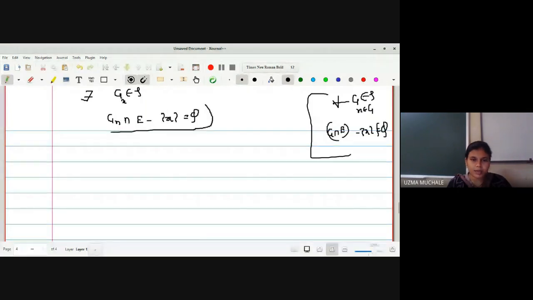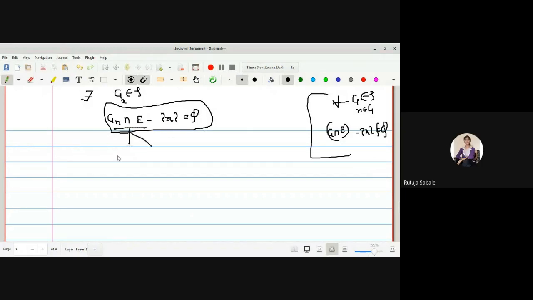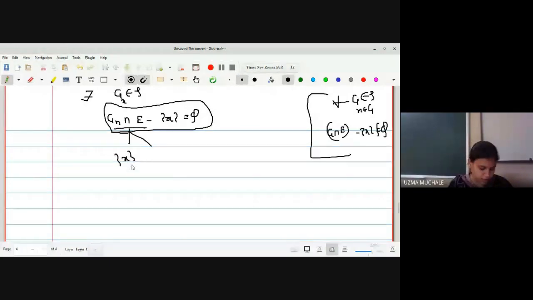So now I have this equal to the empty set. When will the set be empty? Whenever we have Gx intersection E equal to singleton X, or in another way I can have Gx intersection E is the empty set. Right? Even if it is the empty set, taking the intersection with X complement again gives the empty set. So there are two possibilities. Either Gx intersection E is singleton X or it is the empty set, right?